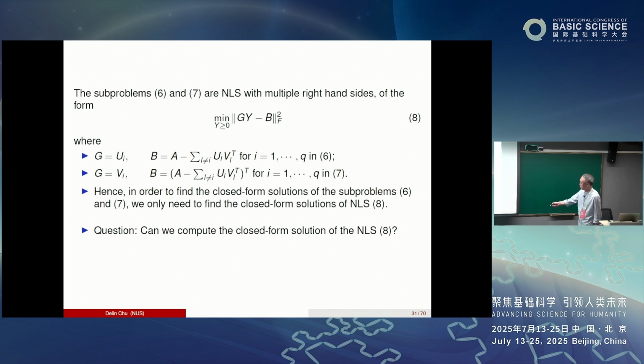So our main question is, can we compute the closed form solution of this non-negative least squares problem? If K is 1, then it's easy. If K is greater than 1, somehow this non-negative least squares problem is not so easy.